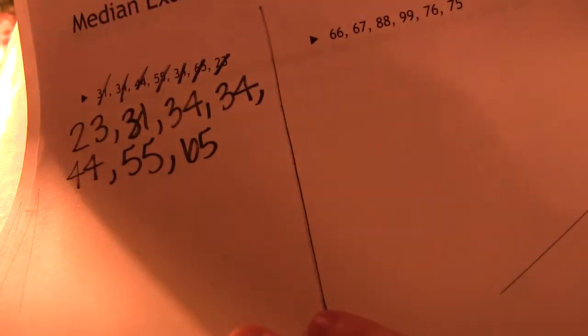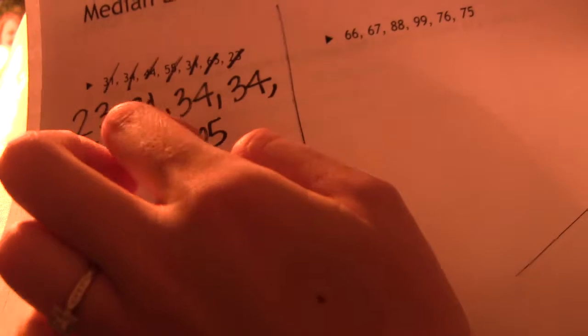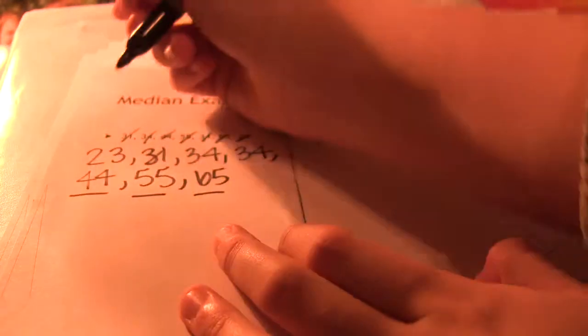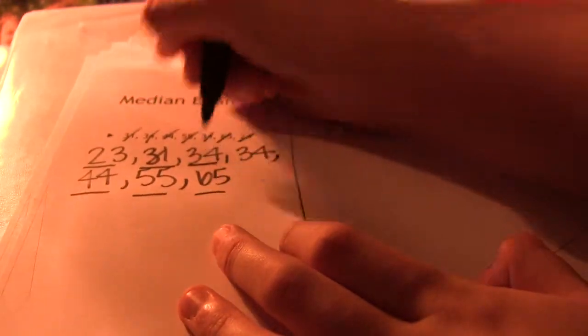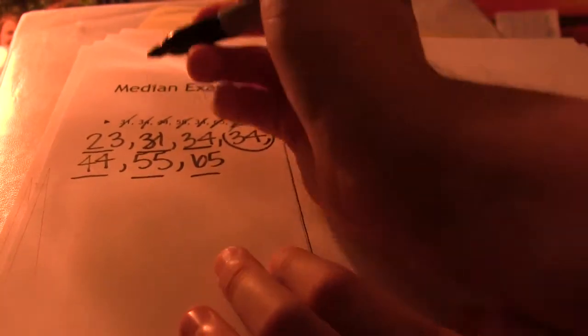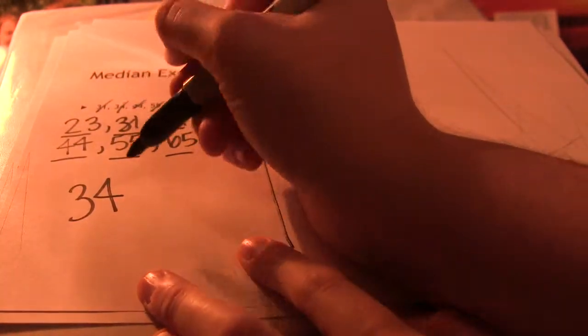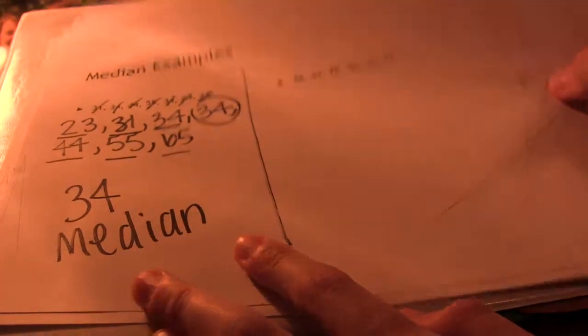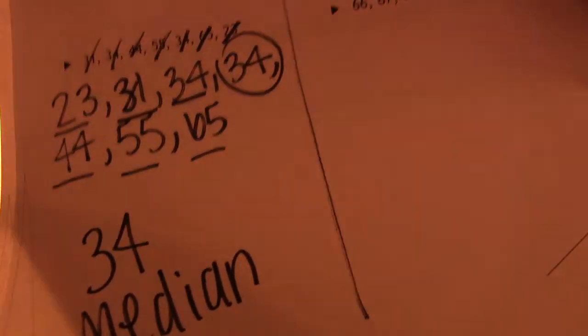We have to locate the middle number. So there's 1, 2, 3, 1, 2, 3. Our middle number is 34. Therefore, our median, 34, is the median. As you can see, it's the middle number.